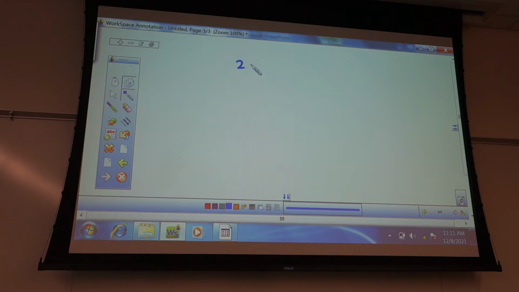2 to the 3rd power equals 8, right? We're good with that? Now, if I do the log of both sides, log of this, maybe I'll write it separately. Log of 2 to the 3rd equals log of 8.